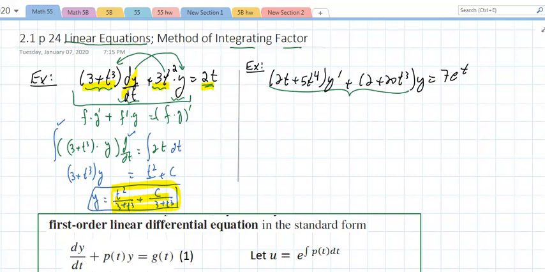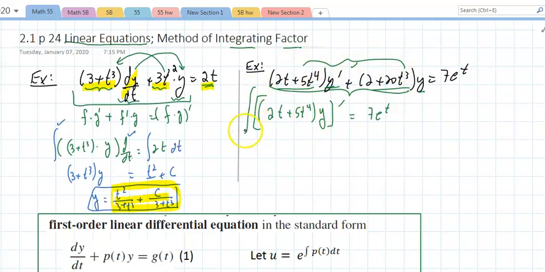And now that you know that, somebody looked at this and said, well, it's the same thing. Look at that. This is the derivative of that, and this is the derivative of that. So it must have been that somebody took a derivative of 2t plus 5t to the fourth, times y. Somebody took a derivative of this with respect to t, and that was 7e to the t. Again, if I apply the product rule, that's the left side. And if I integrate with respect to t, guess what? The integral and the derivative will undo each other.